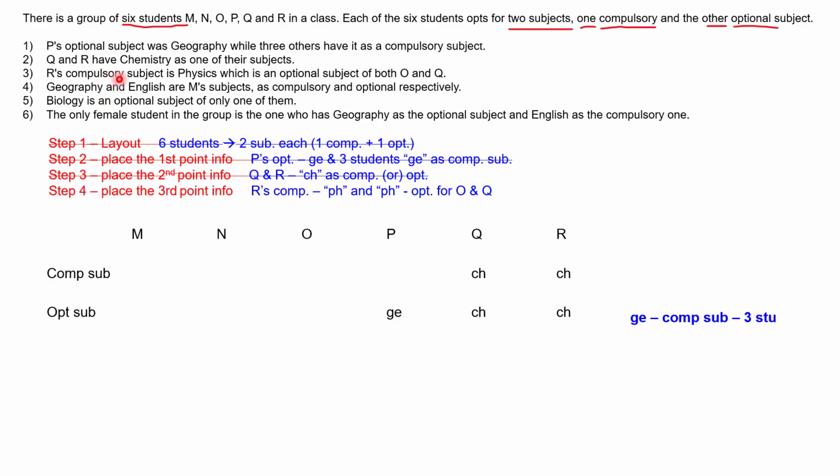And in the third instruction, it's given that R's compulsory subject is physics, which is an optional subject for both O and Q. So for O and Q, optional subject is physics. So let's write out the chemistry for Q. Physics will be his optional and chemistry will be his compulsory subject. And for R, physics will be his compulsory subject and optional will be chemistry.